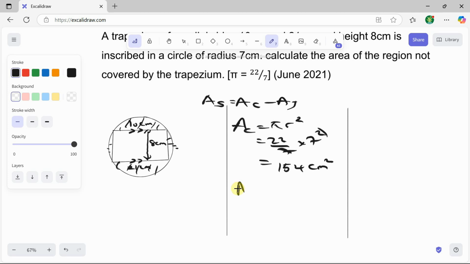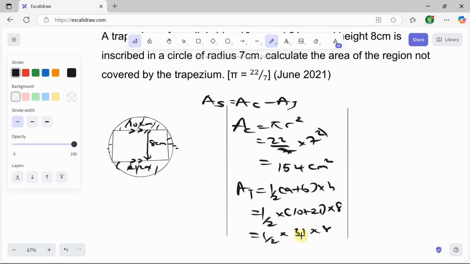So the area of the trapezium is half (a plus b) multiplied by the perpendicular height. That will be half times (10 plus 21) times 8. That will be half times 31 times 8. This will cancel, and this will be 4. And that will give me 124 centimeters squared. So we already have this and this.